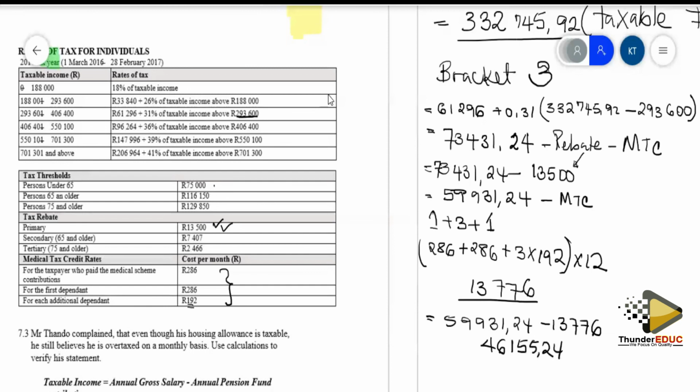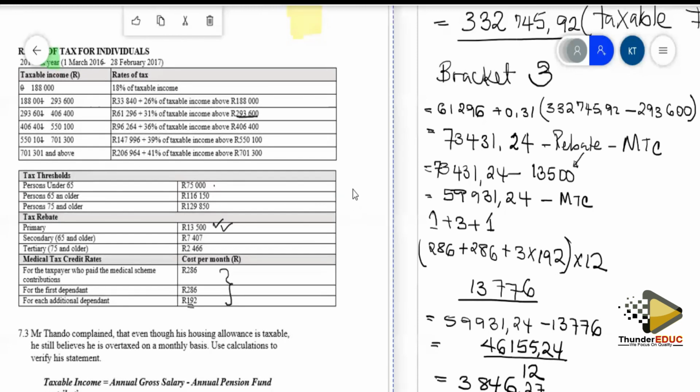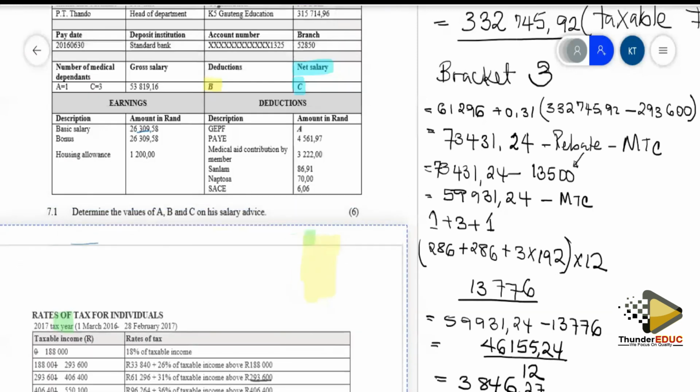46,155.24. Because we are proving the tax on a payslip, and the payslip comes every month, not once a year, we have to get this and divide it by 12. So indeed, we get the answer 3,846. Remember, he claims that he overpays. So we need to look at his payslip, at the PAYE. The PAYE is the income tax.